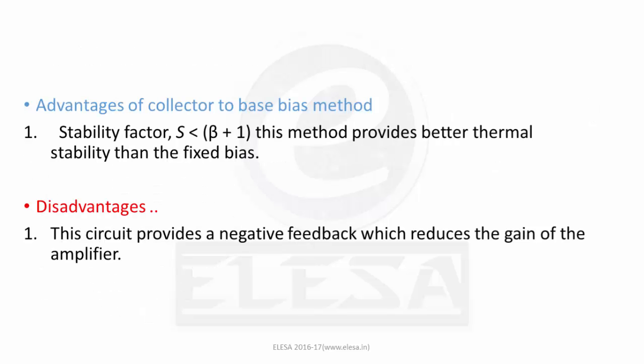So what is the advantage of this method? The stability factor is somewhat improved, that is, the stability factor is less than beta plus 1, so it has greater thermal stability than the fixed bias. And the disadvantage of this circuit is that it uses negative feedback, which reduces the gain of the amplifier.